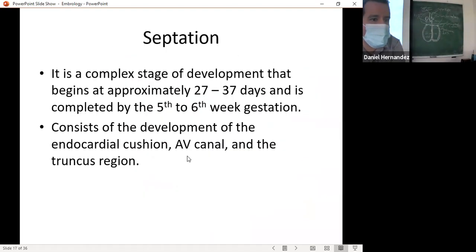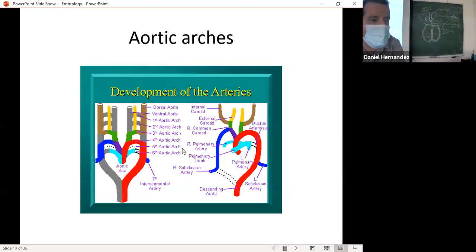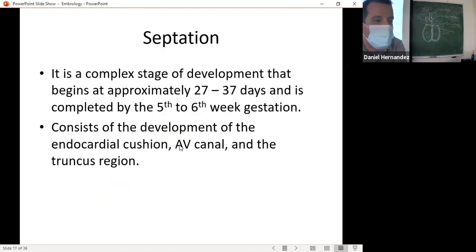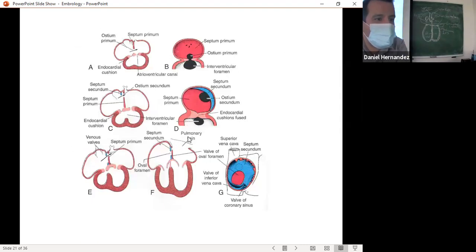Go back to your chart with the septations. You can picture now that pressure higher in the left atrium is going to force that septum primum up against that septum secundum, closing that foramen ovale, so that connection between the two. So the increased pressure is what's pushing that septum up against the septum secundum and thus closing that foramen ovale.